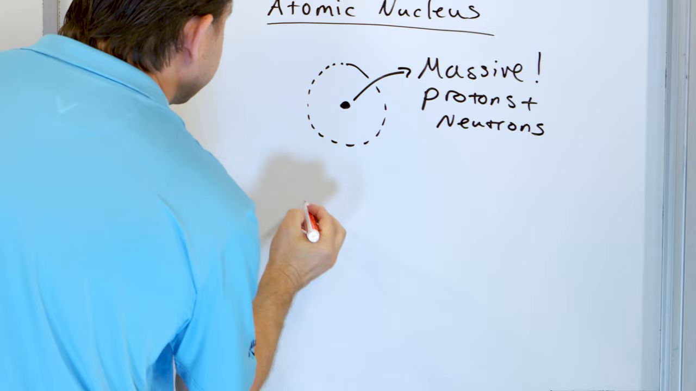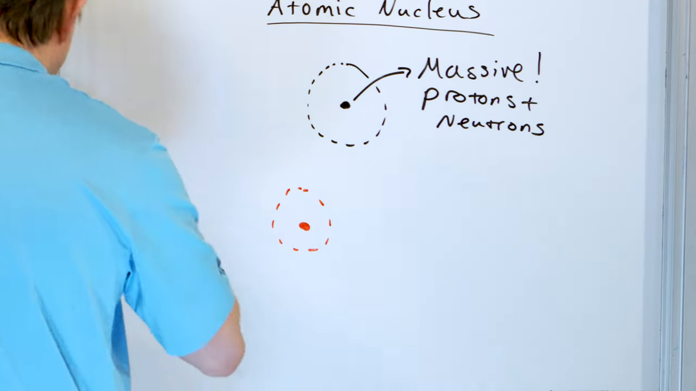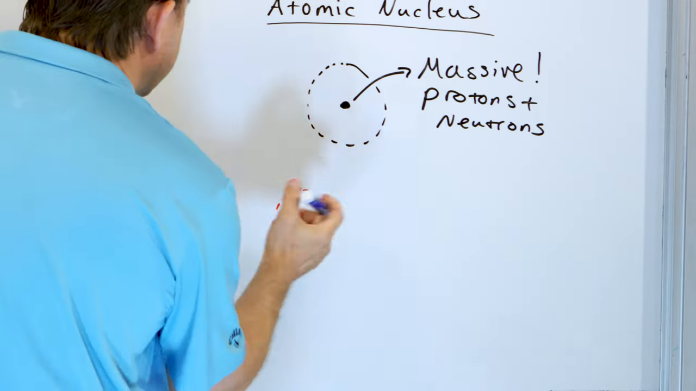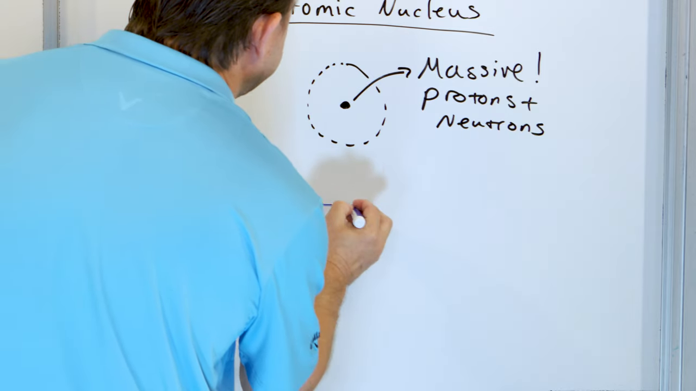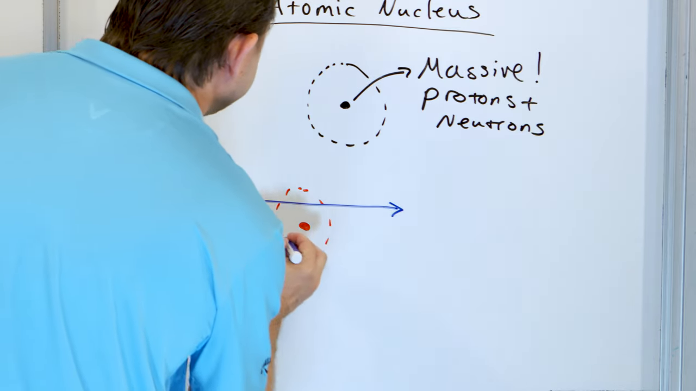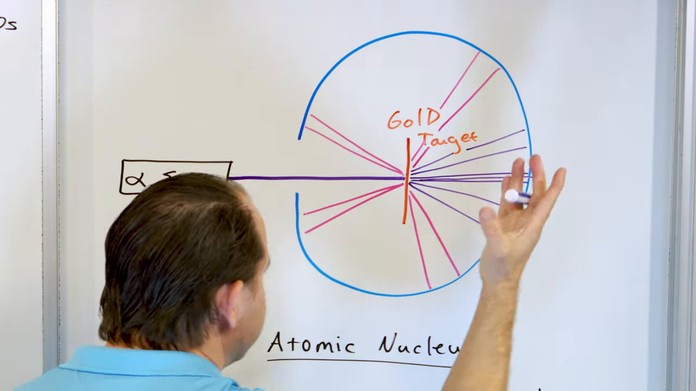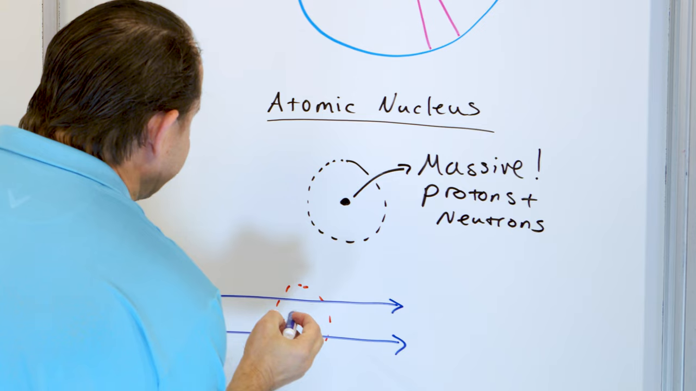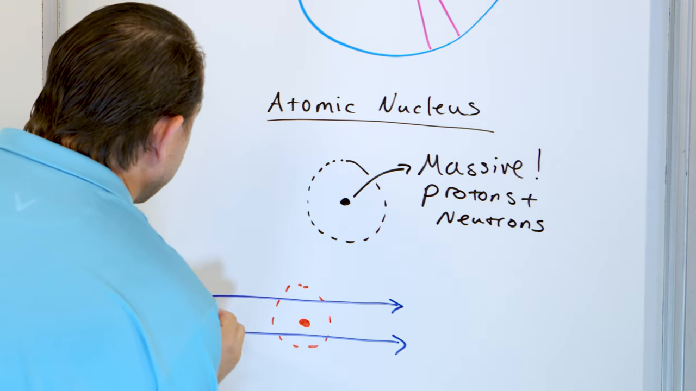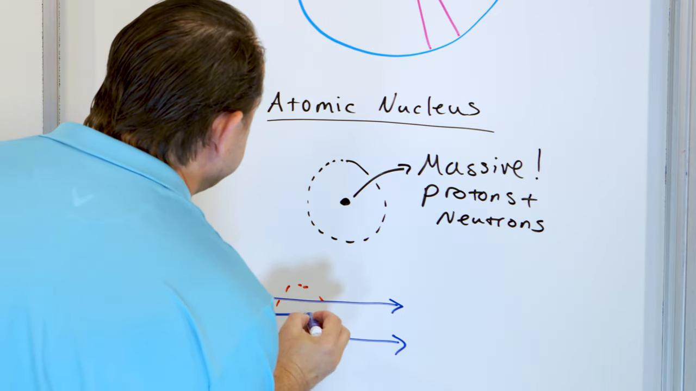If you have a situation like this, how could the particles react? Well, if a particle is shot through the empty region, it just goes right through. That explains why the beam does go through most of the time. But maybe occasionally, the particle goes right next to the nucleus and it bounces off at some angle like this.